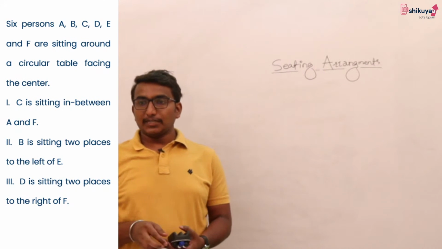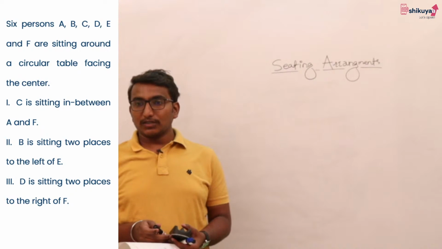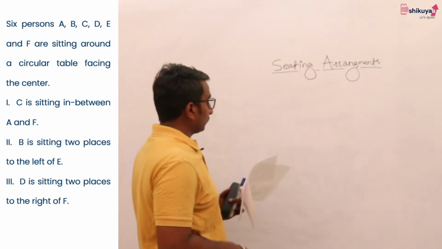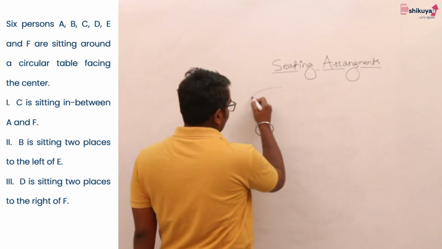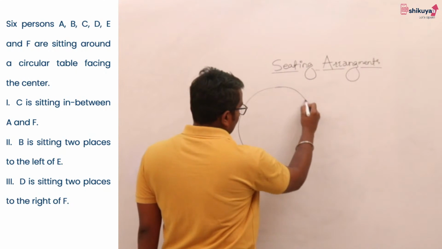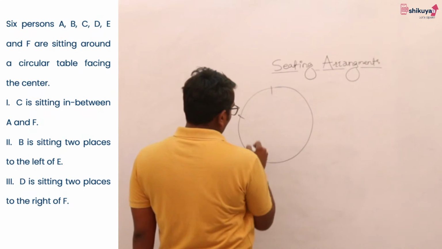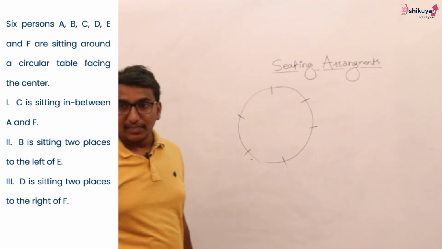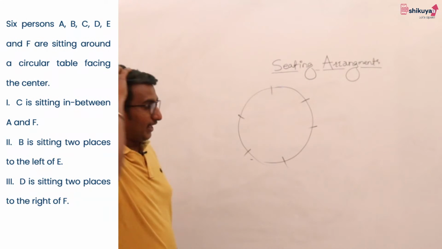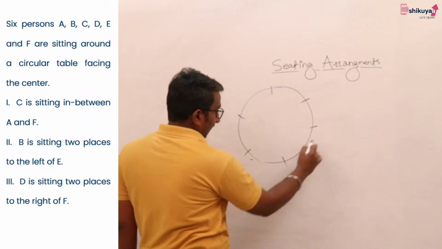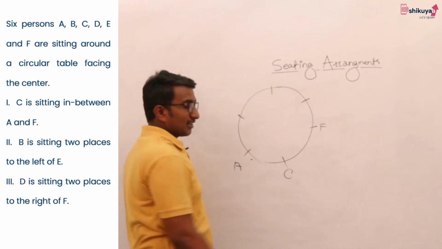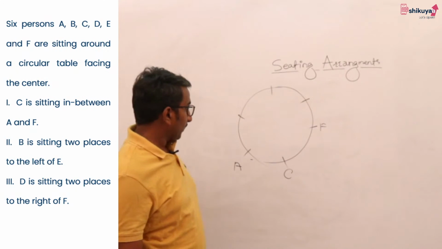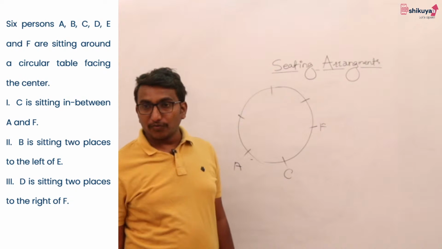Six persons A, B, C, D, E and F are sitting around a circular table facing the center. One, two, three, 4, 5 and 6. All are facing the center. C is sitting in between A and F. So let's draw this: A, F, C. So this is a trial diagram. B is sitting 2 places to the left of E.